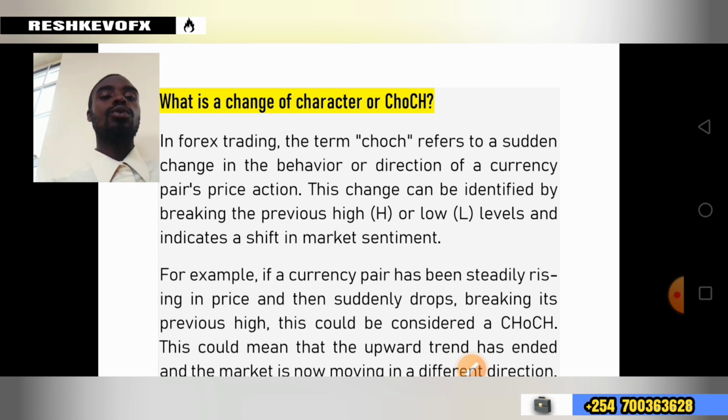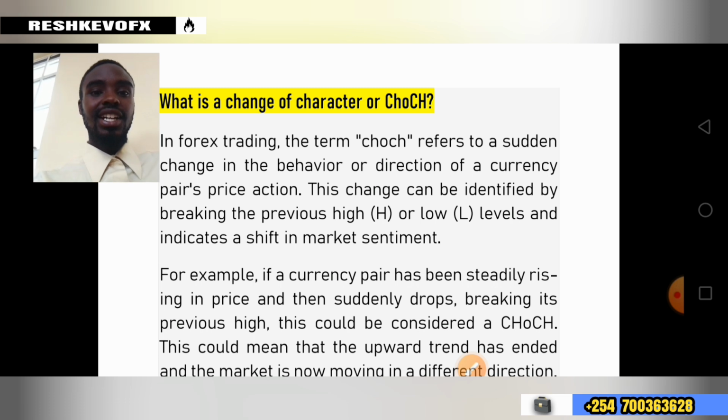In Forex trading, the term CHoCH refers to a sudden change in the behavior or direction of the currency pair's price action. Price action is the way the market moves, what is there in the chart at that time. So the CHoCH is the change. Let's say you are going to Nairobi, then you change your direction going to Kisumu. You are going to America, then you change your direction and start going east, to Japan. That is the change of character.